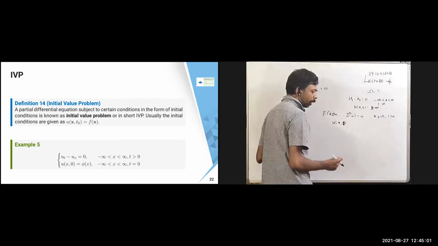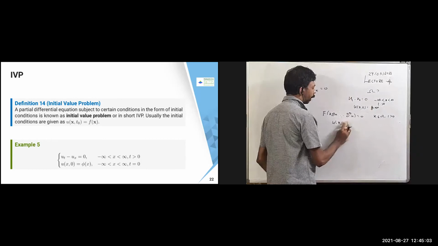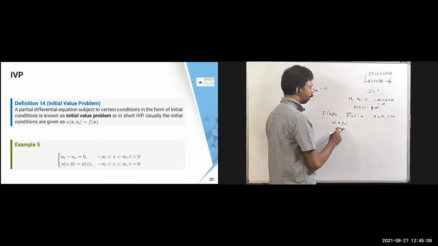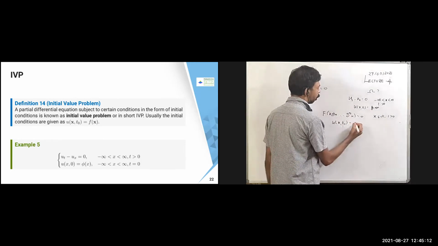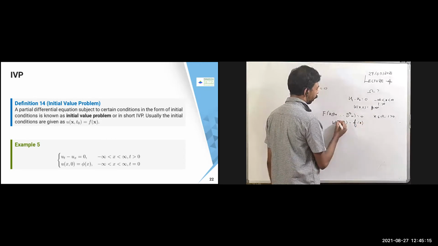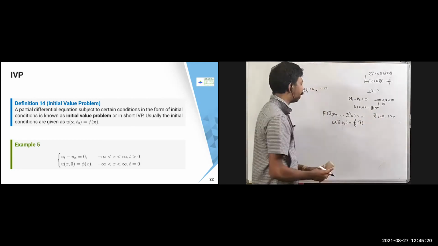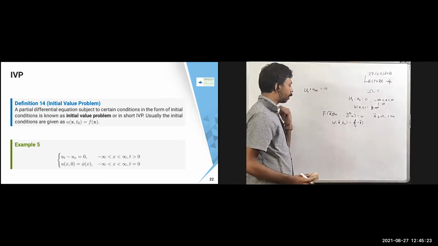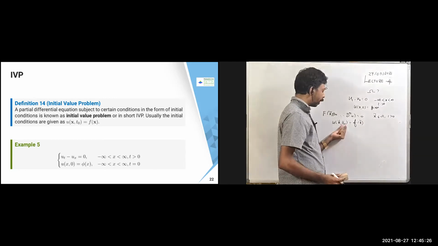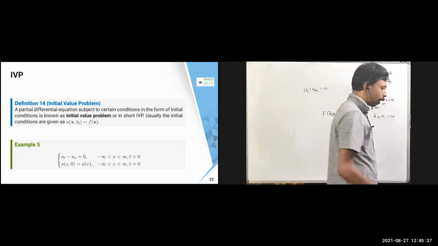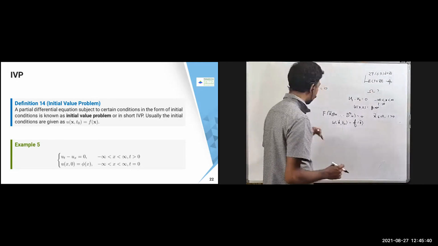It is not necessary that it is 0. I can simply put some time t naught. Suppose u of x comma t naught is the initial time, and u of x comma t naught equal to some f of x, which is a vector, I am defining. In that case, this is called an initial value problem. Why is it called initial? Because the initial condition at the initial time is known to you. That is the reason it is called an initial value problem.